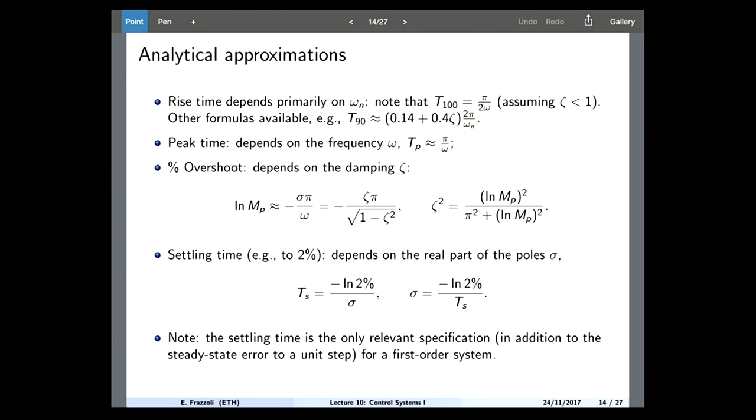The peak time, again, depends on the frequency. This is the time at which you reach the peak. The phase at the peak is pi, so how do you find this time? It is pi over omega, okay? Again, it depends on the frequency.